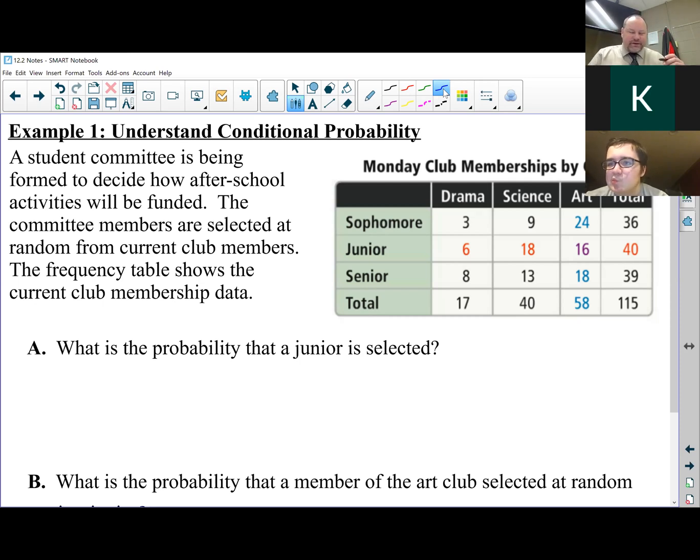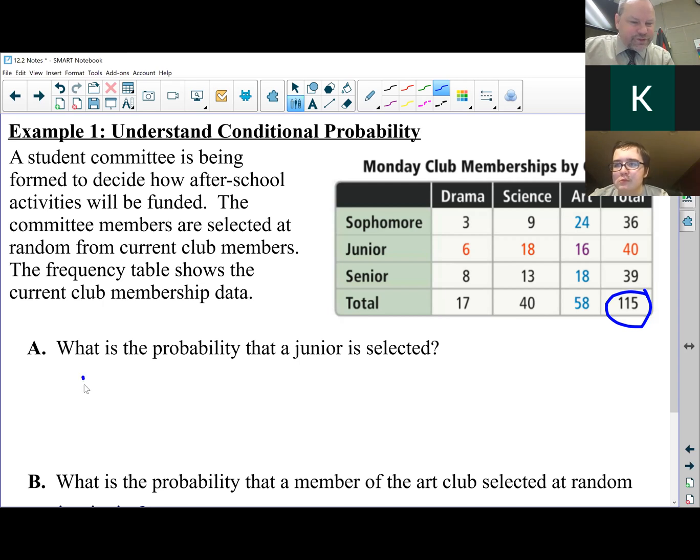One of the things that I want to make clear, this total amount is the sum of either the total column or the total row. It is not the sum of both. So you could check: 36 and 40, that's 76, plus 39 would be 115. If I add both, I would get 230, and that's not how many students are involved. It's just 115 students. So just be careful about that total column.